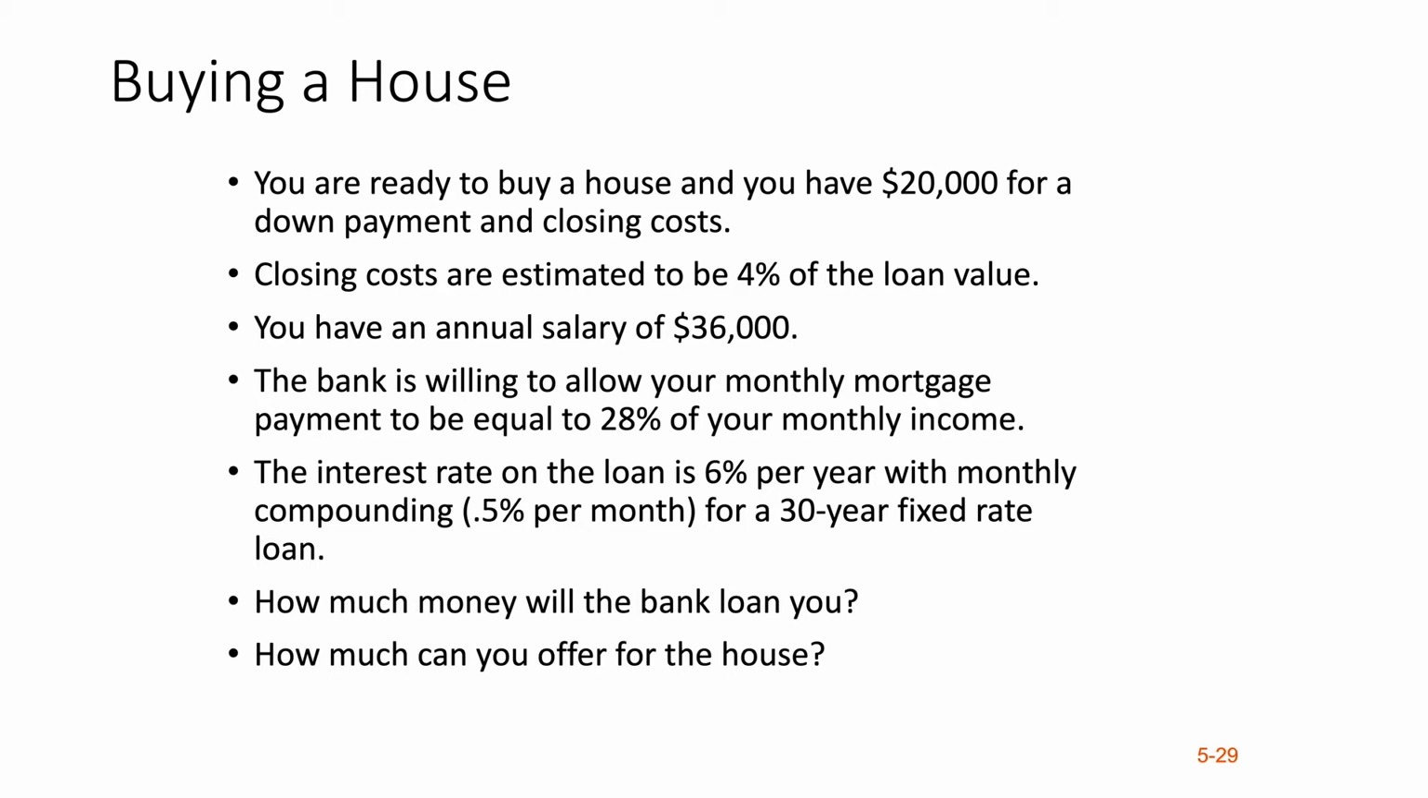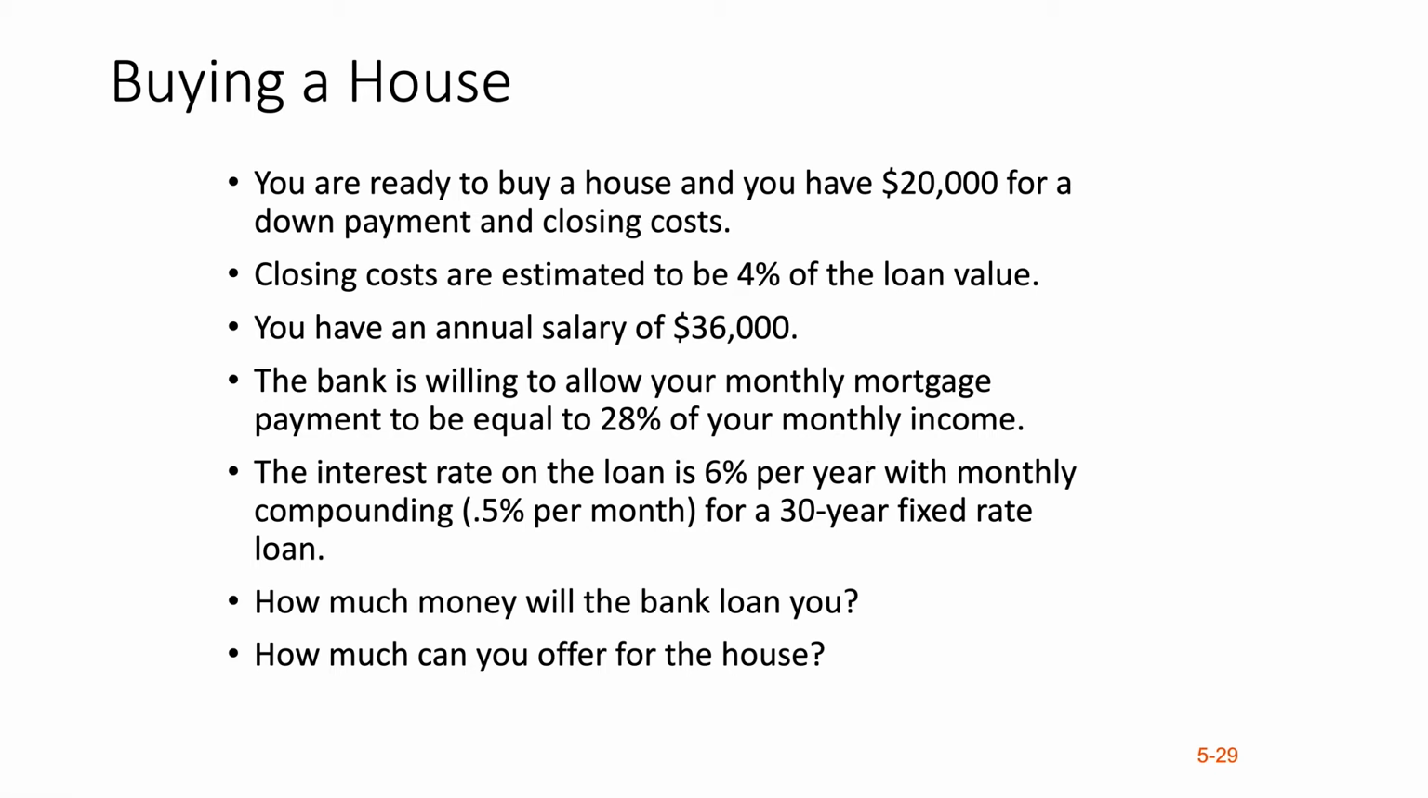Now let's assume you have an annual salary of $36,000, let's say pre-tax. The bank is willing to allow your monthly payment to be equal to 28% of your monthly income. The interest rate, or the mortgage rate, on the loan is 6% per year with monthly compounding. Now the 6% is the annual rate. Divided by 12, it equals 0.5. So 0.5 is the monthly rate.